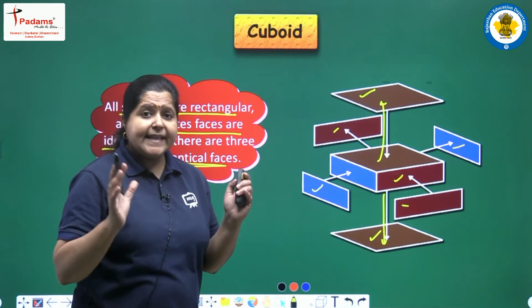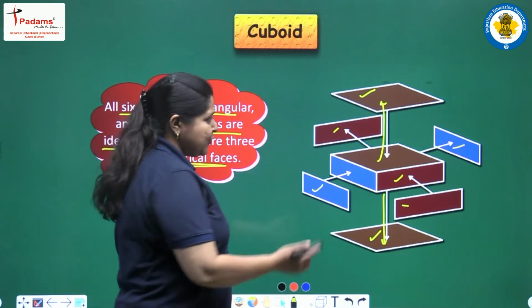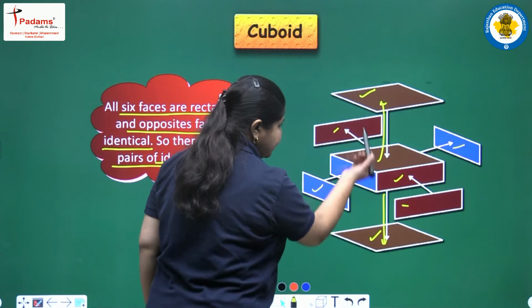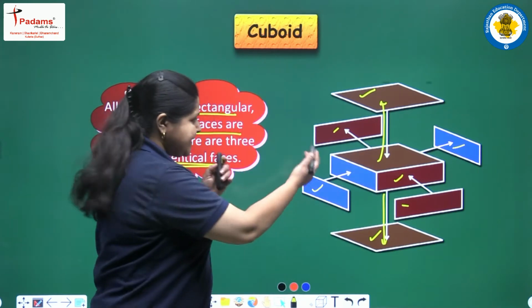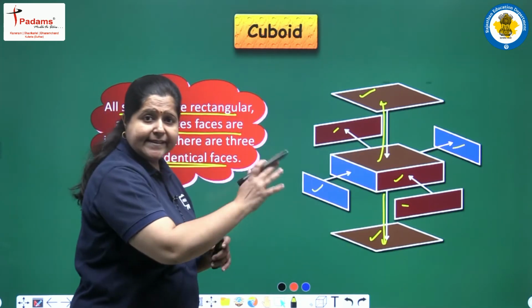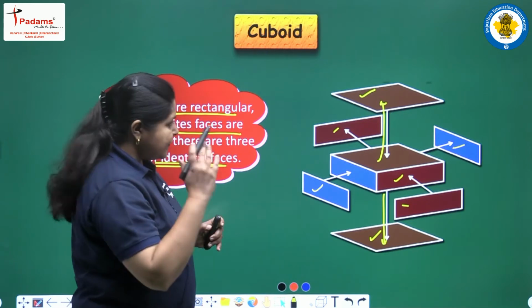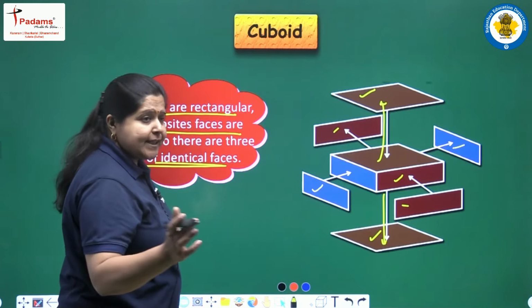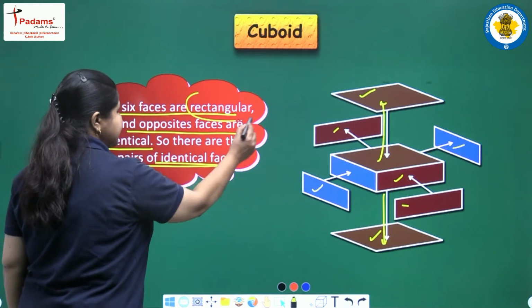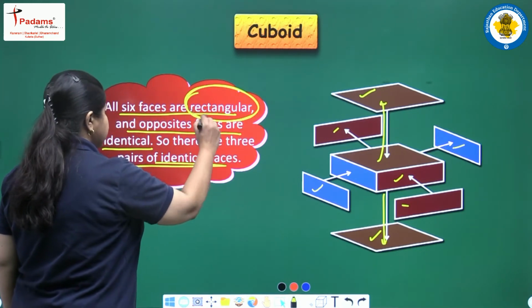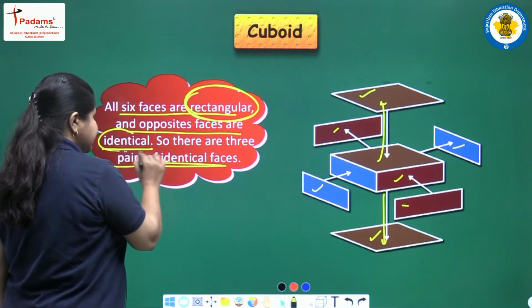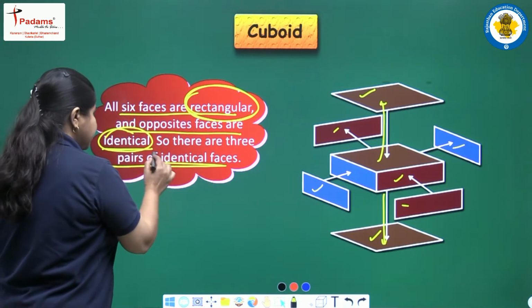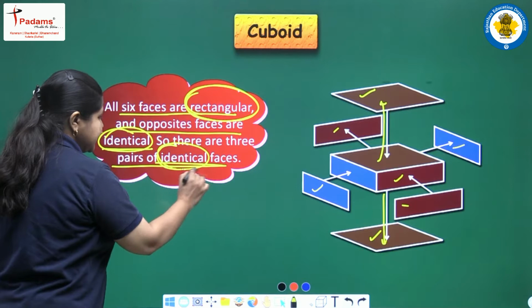Identical means exactly same. तो आप देख सकते हैं एक क्यूबॉइड में टॉप और बॉटम फेस exactly same होते हैं. ऐसे ही लेफ्ट एंड राइट फेसेस they are exactly same. और ऐसे ही फ्रंट एंड बैक फेसेस these are exactly same. और सभी फेसेस कैसे होते हैं? Rectangular in shape. And opposite faces are identical, and so there are 3 pairs of identical faces.